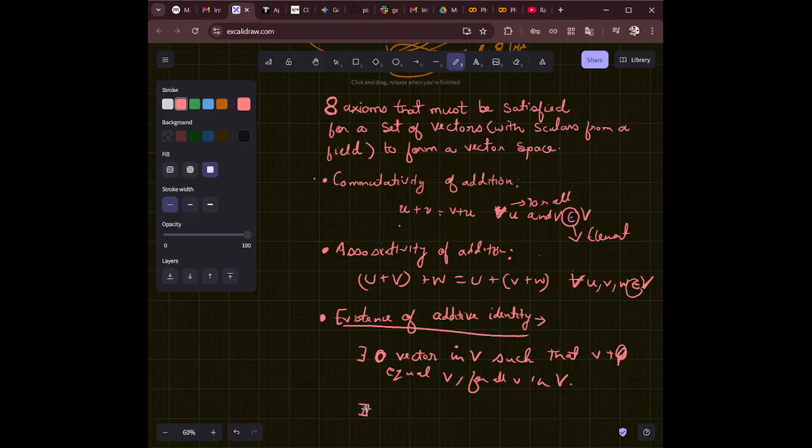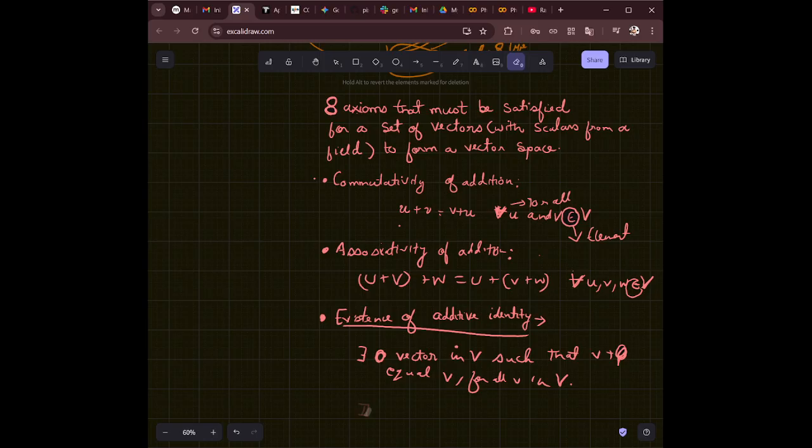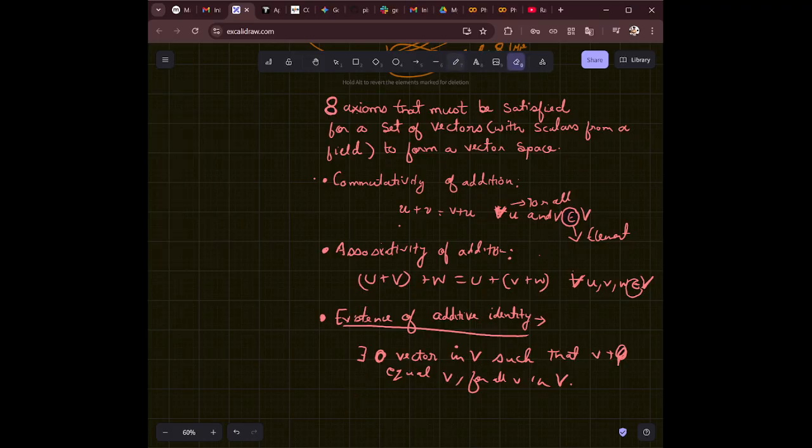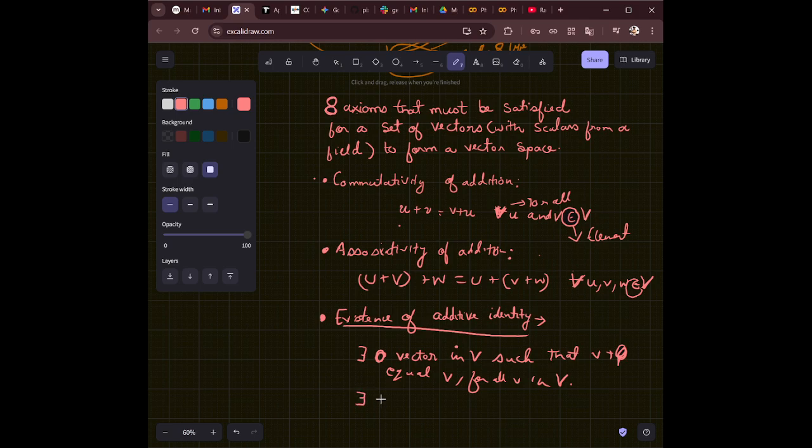So we can say there exists a zero element in set V such that v plus 0 equals v for every v element present in the set V.